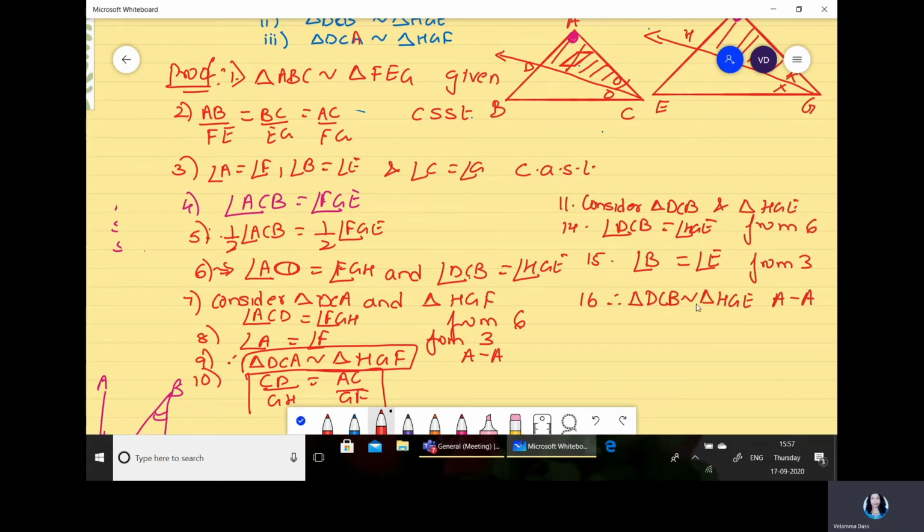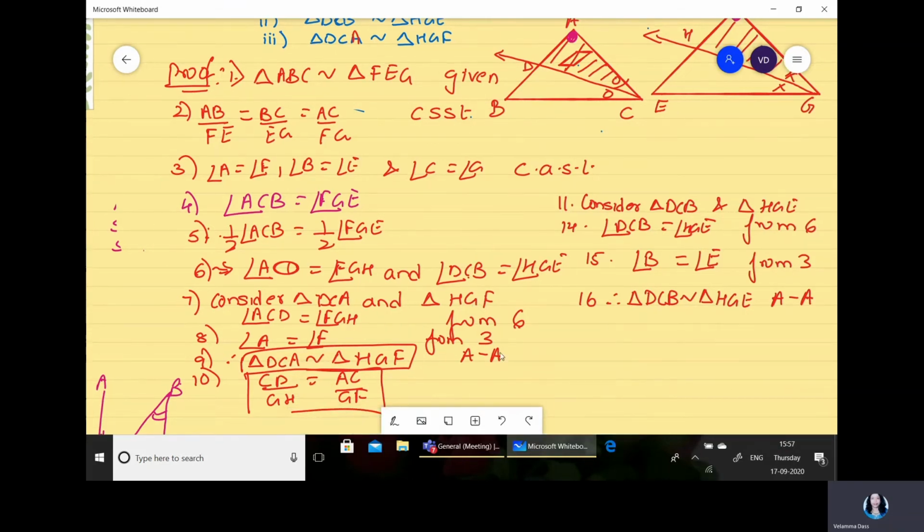Most of the sums in exercise 6.3 we have dealt with using the AA test of similarity, and it's quite easy. Here we are using the angle bisector concept, that if the whole angle is equal, then half of the angle is also equal, and you prove it. So again you prove that this triangle is similar by AA test of similarity. I hope this sum is understood. Let's go to the next sum.